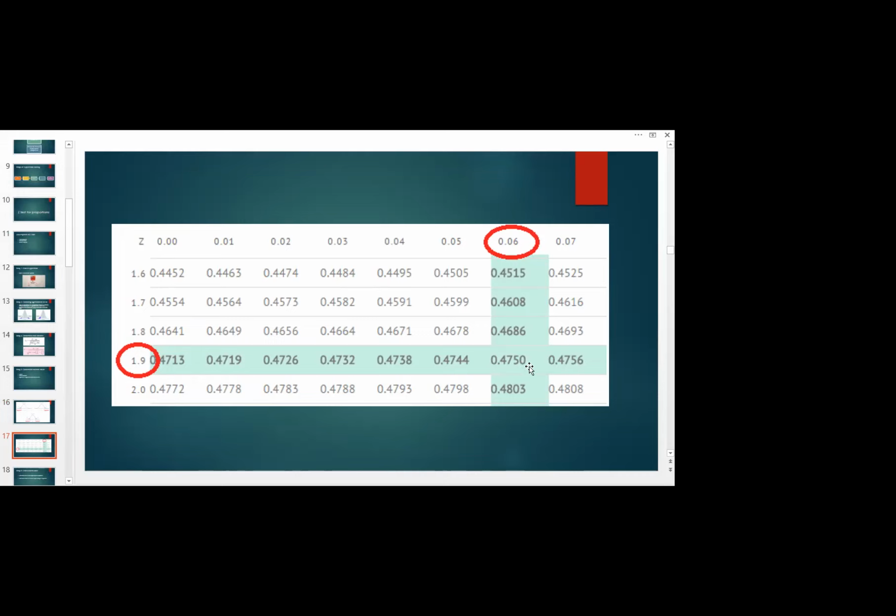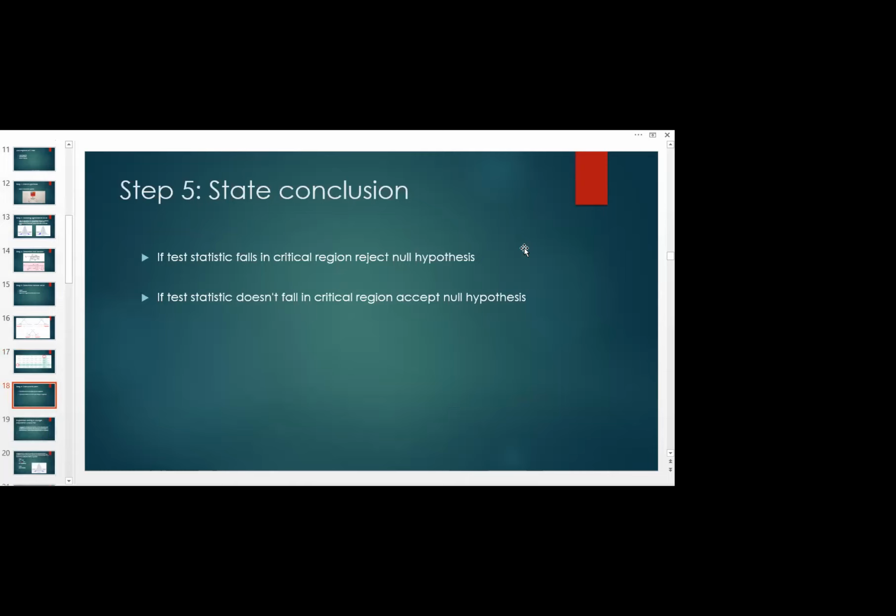So the significant z-test critical value is 1.96. We take 1 and 9 from here and 0.06, so the total becomes 1.96, which is the value being used. Last step is to state the conclusion. If the test statistic falls in the critical region, we reject the null hypothesis, and if the test statistic doesn't fall in the critical region, we accept the null hypothesis.